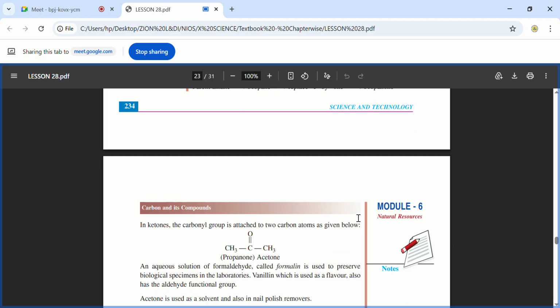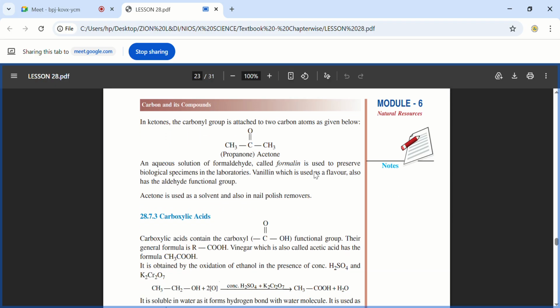In ketones, the carbonyl group is attached to two carbon atoms. Acetone is propanone. An aqueous solution of formaldehyde called formalin is used to preserve biological specimens in the laboratories. Vanillin, which is also used as a flavor, also has the aldehyde functional group. Acetone is used as a solvent and also in nail polish removers.